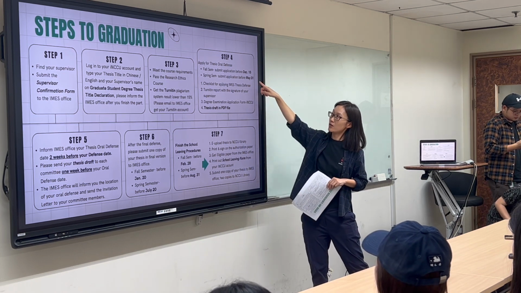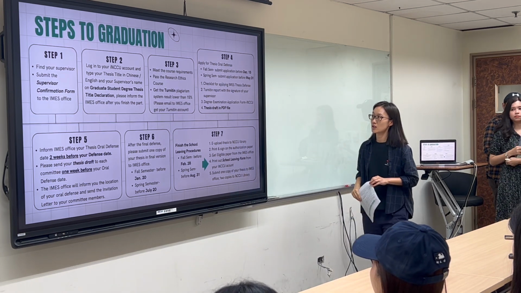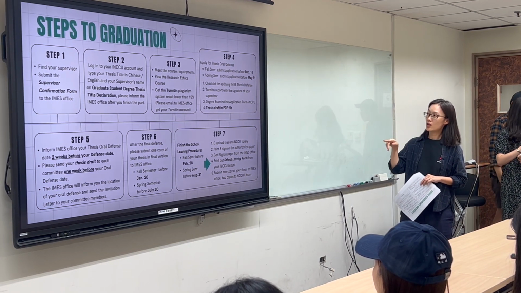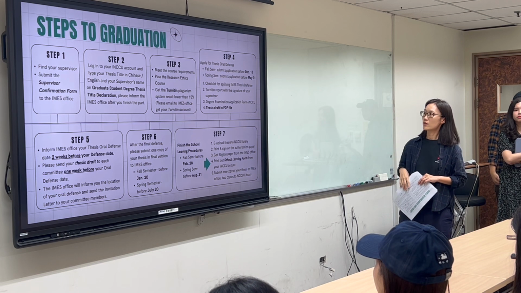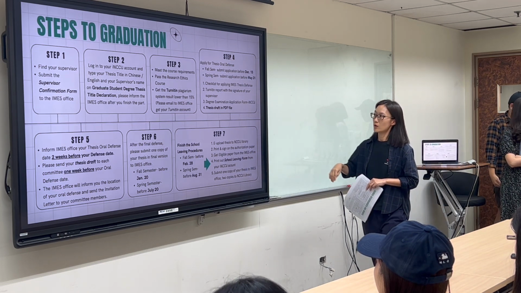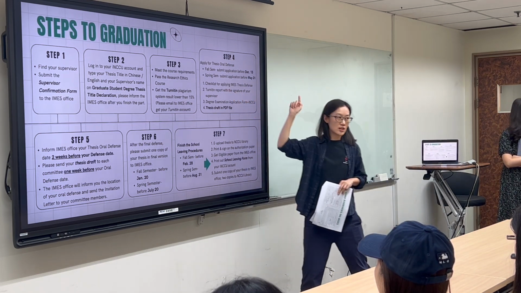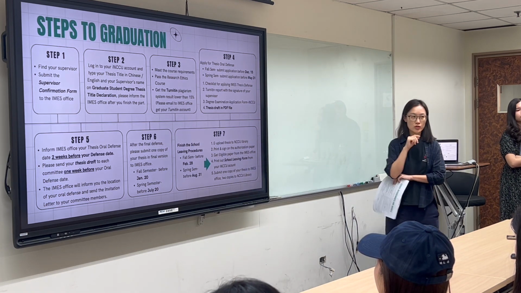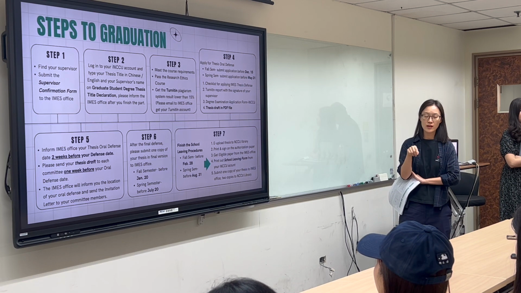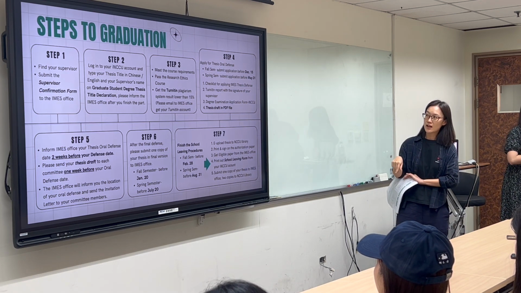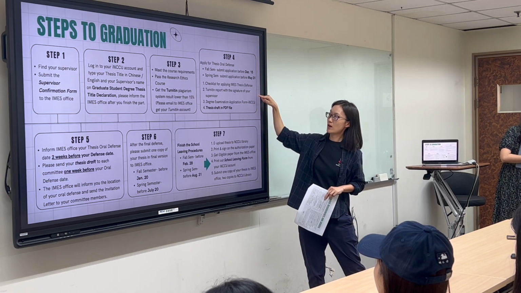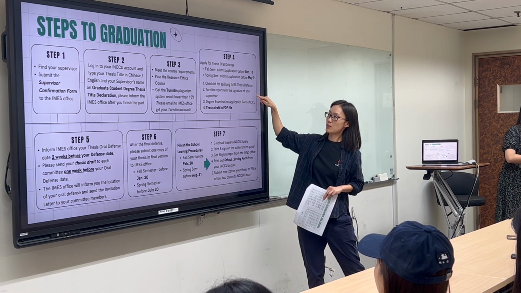The deadline for the fall semester is December 15th, and the deadline for the spring semester is May 31st. For this checklist, you can download it from the IMES homepage. You just need to write down the courses that you have already taken and are taking that semester. Then for this part, you ask your advisor to sign on this paper.